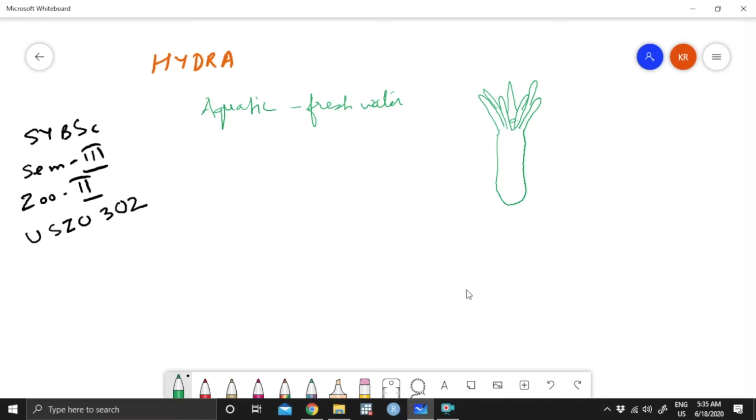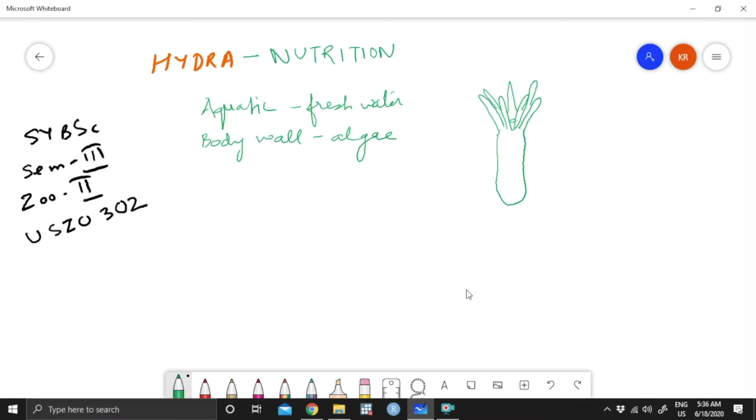And the reason why it is shown in green is that it is actually green in color, because its body wall has many algae inside it. This is not necessary from the point of view of the topic that we are discussing, because we are actually discussing nutrition. But since we are discussing nutrition, we need to know some initial details, and therefore we say that the body wall has got a lot of symbiotic algae, and therefore it is green in color. It is found in the water.